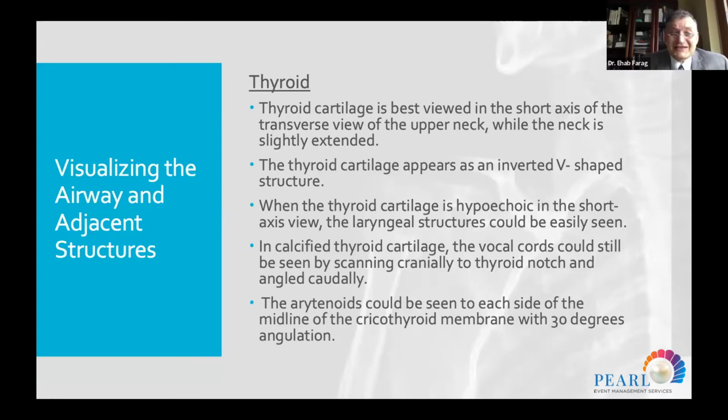However, if the thyroid cartilage is calcified, as in advanced age, the vocal cords could still be seen by scanning cranially to the thyroid notch and angling caudally. The arytenoid cartilage could be seen on each side of the midline of the cricothyroid membrane with 30 degrees angulation.